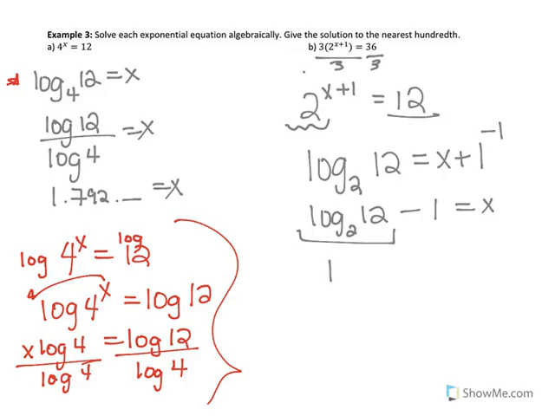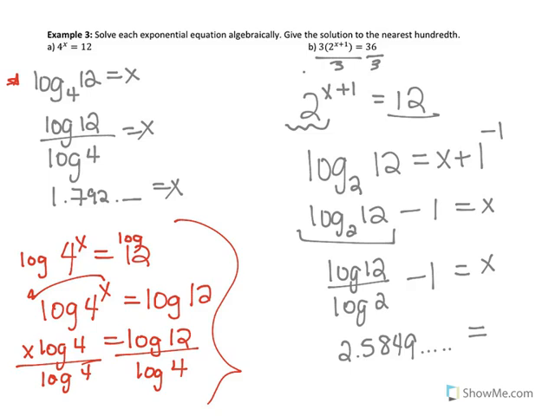We're going to evaluate this by doing log of 12 divided by log of 2, and then we're going to subtract 1 from our answer, and we get 2.5849 dot dot dot. So that is how you can solve that question. You can also solve it by taking the logarithm of both sides. Both ways will work.